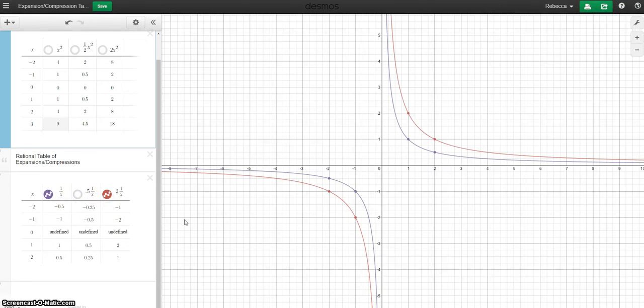And then really quickly, I had a 1 and they were stretched away by a factor of 2. That's always the case. It does not matter which parent function or which function you're looking at.